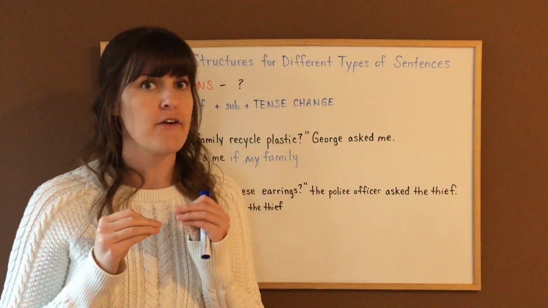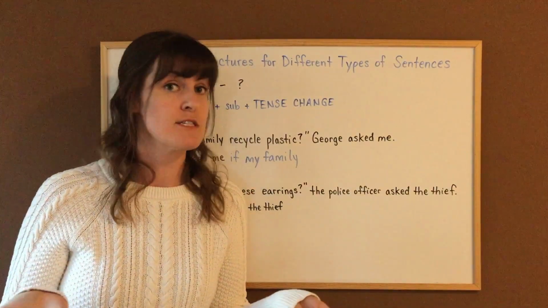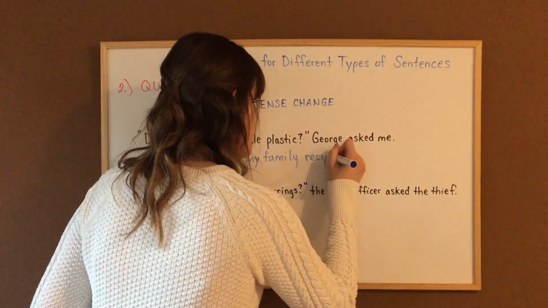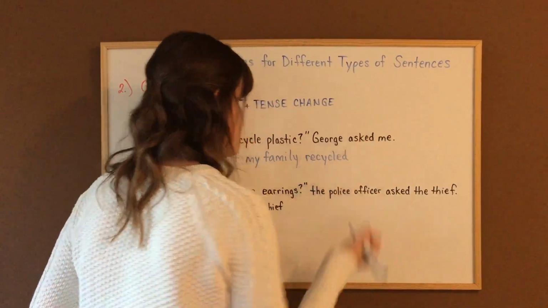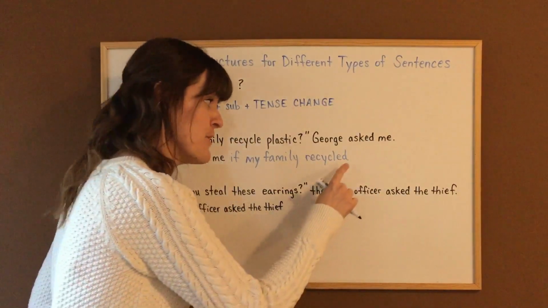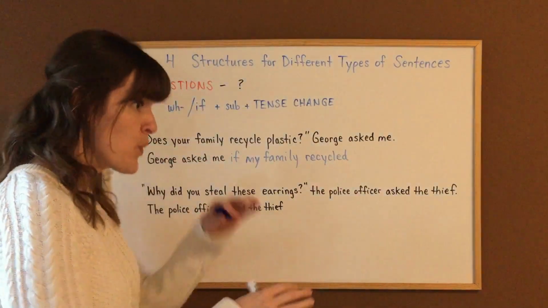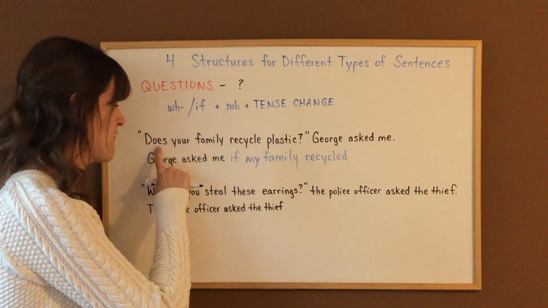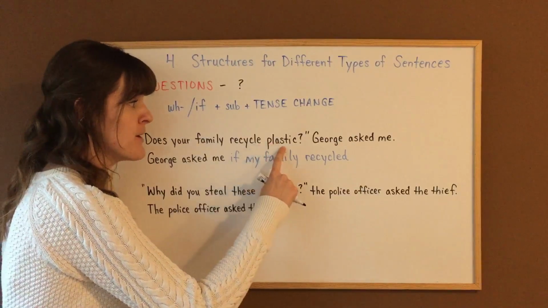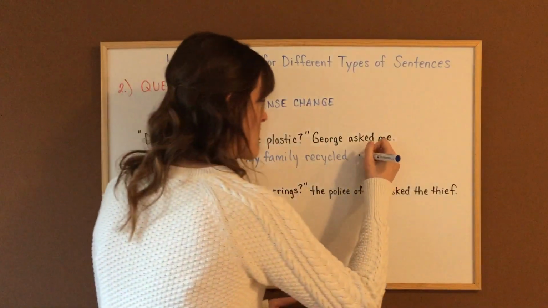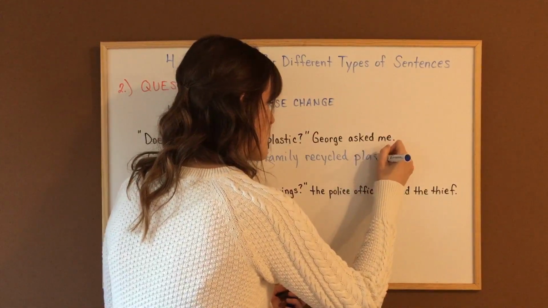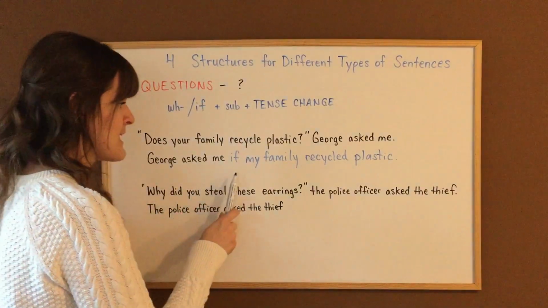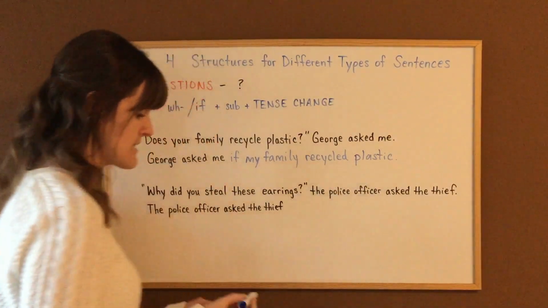How do I put recycle in the past simple? Very easy. It's a regular verb. So I just put ed. It already has an E actually, so I just put the D, recycled. Whew. That was the most difficult part. Now we just copy the rest of this sentence from the verb. So we've already done, does your family recycle? We are here. The last word, plastic. I don't have to change that one. Plastic. Let's read it together. George asked me if my family recycled plastic.